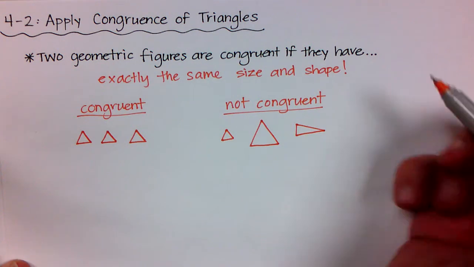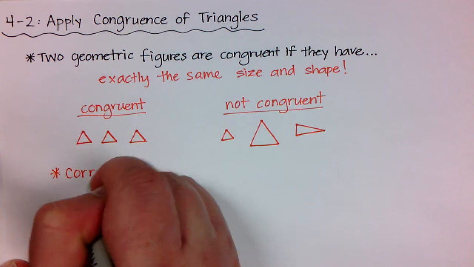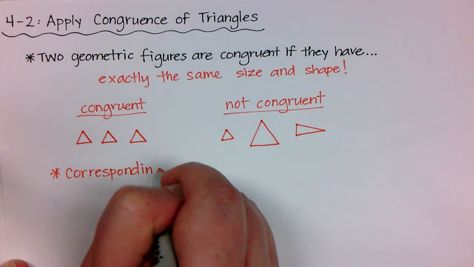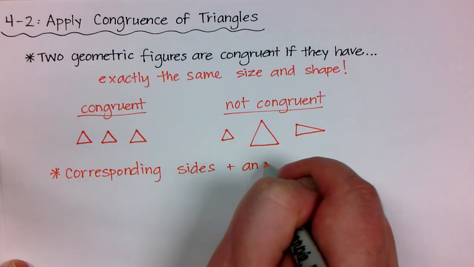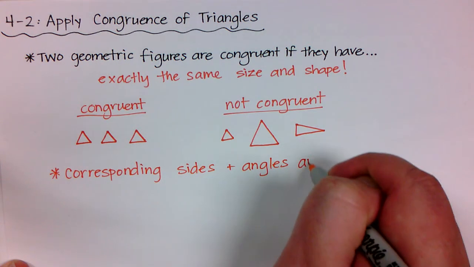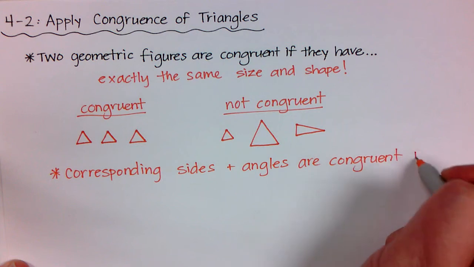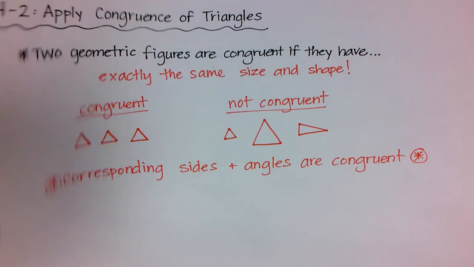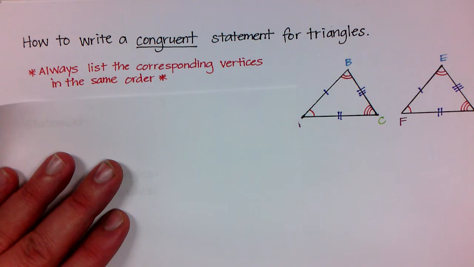So in a triangle especially, you need to notice that corresponding sides and angles are congruent. So corresponding sides and angles are congruent. And what I mean by corresponding is matching. Okay, so that's what we're going to be thinking about today. So, how to write a congruent statement for triangles.